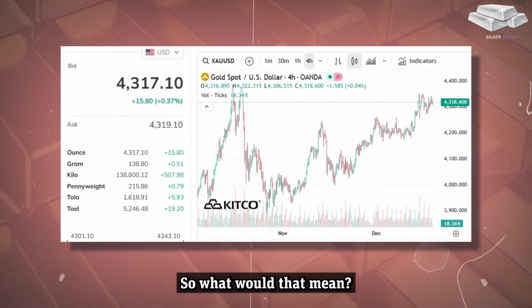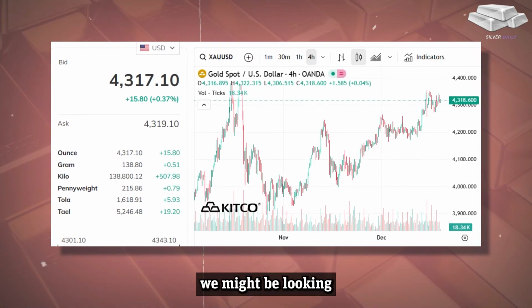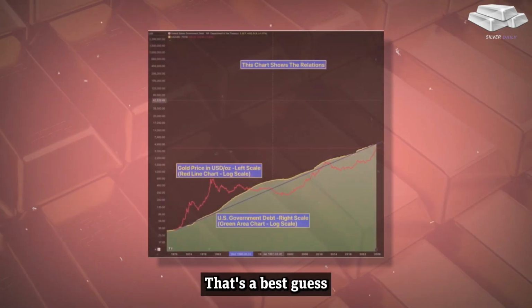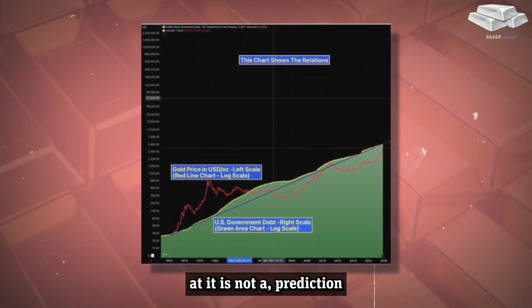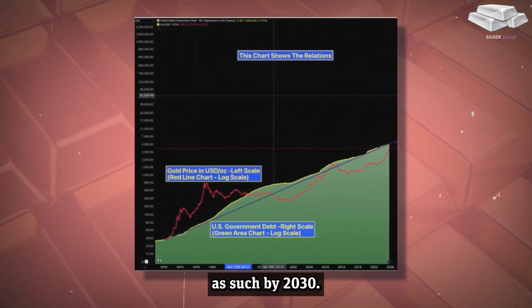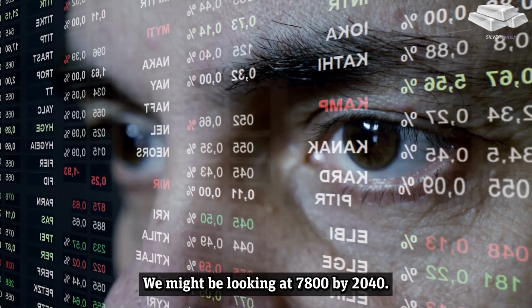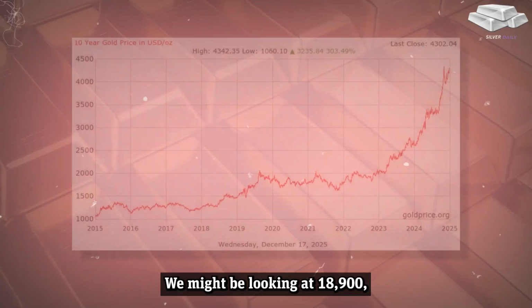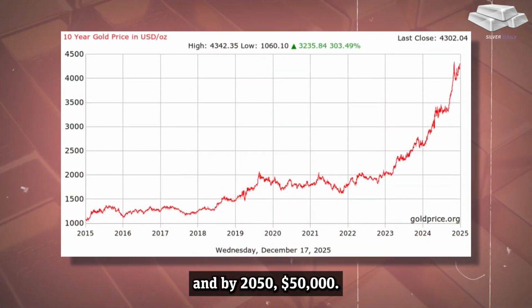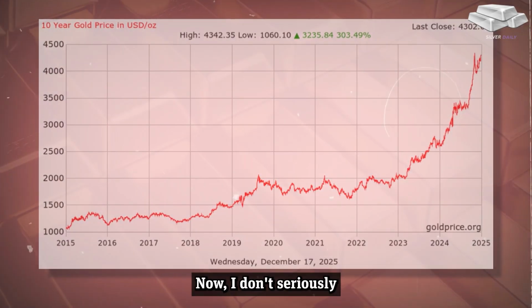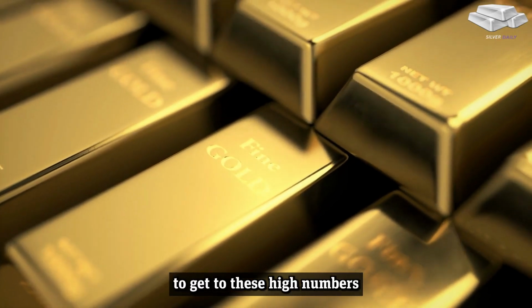So what would that mean? It would mean by 2027, we might be looking at a gold price of $5,900. That's a best guess at it. It's not a prediction as such. By 2030, we might be looking at $7,800. By 2040, we might be looking at $18,900. And by 2050, $50,000.